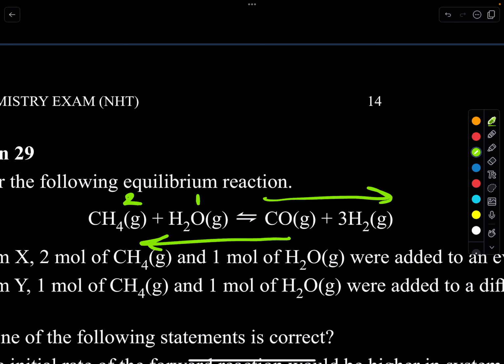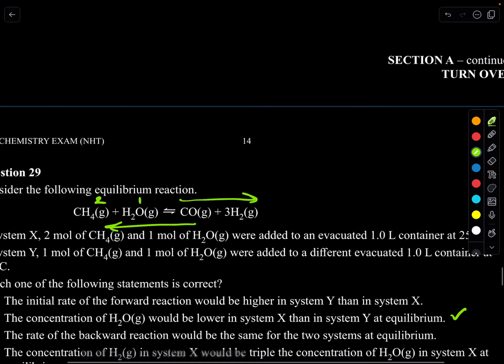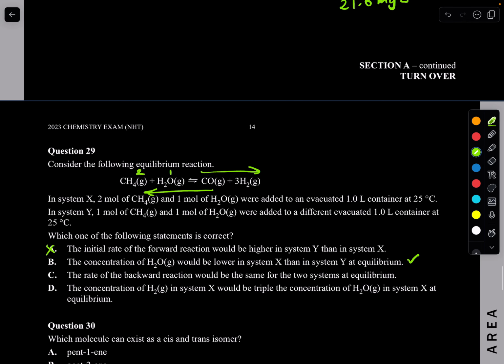So basically, the rate of the backwards reaction, the initial would be quicker. They won't be equal. In other words, the rate of the backwards reaction won't be equal because in terms of X, it will actually be higher. The rate of reaction will be actually higher than Y. So they're not going to be equal at equilibrium.